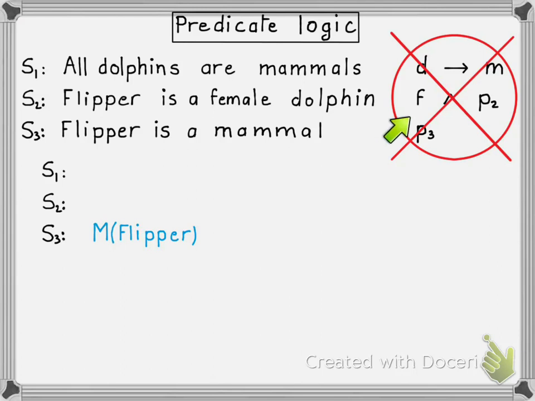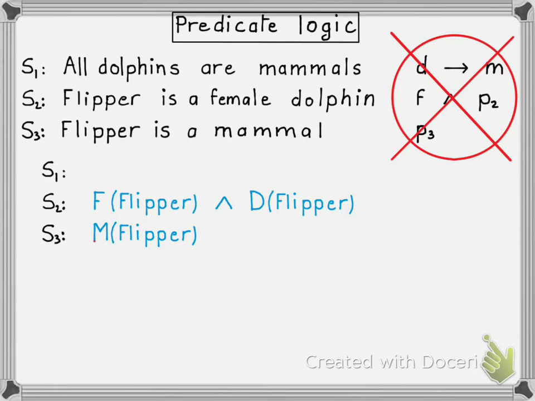So the first proposition, F, stands for Flipper is a female. Well, in predicate logic, that becomes F of Flipper, since F is a predicate for female. And the second operand of the conjunction, P2, actually stands for Flipper is a dolphin. So in predicate logic, that becomes D of Flipper, where D is the predicate for dolphin. So in conclusion, the translation into predicate logic of S2 is F of Flipper and D of Flipper. Make sure you understand this translation.